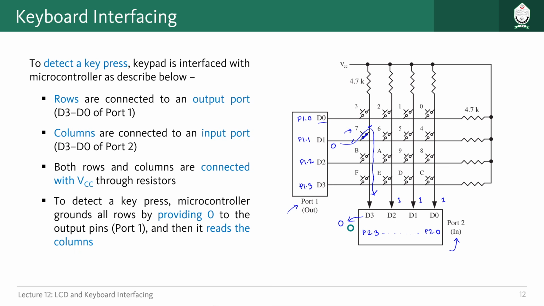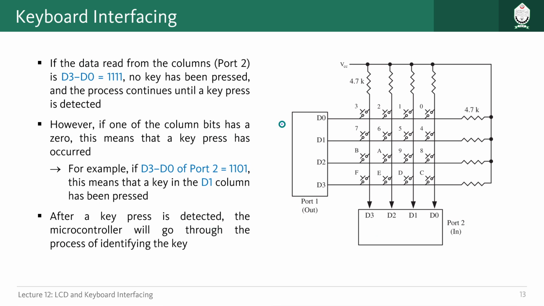The general idea is that initially we will just scan, and if we always get all ones, 1 1 1 1, on our port 2, that means no button has been pressed. And if we detect any kind of change from this value, then obviously we are going to understand that some key has been pressed. So that is what has been explained here.